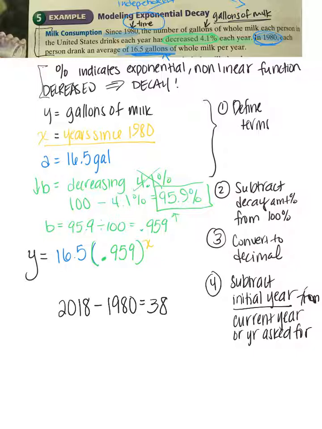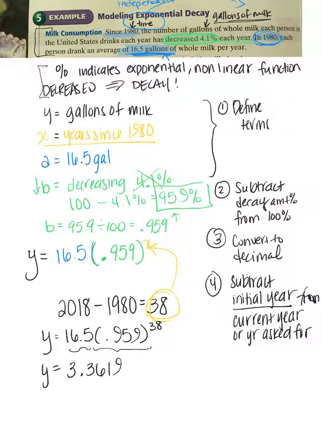So again, which variable is years? Well, that would be my x value. So I'm going to plug this into my equation in place of x. And you're going to get something like y equals 16.5 times 0.959 to the 38th power. Remember to do this part first and then multiply by this. Or just plug it all into your calculator. And what do you get?